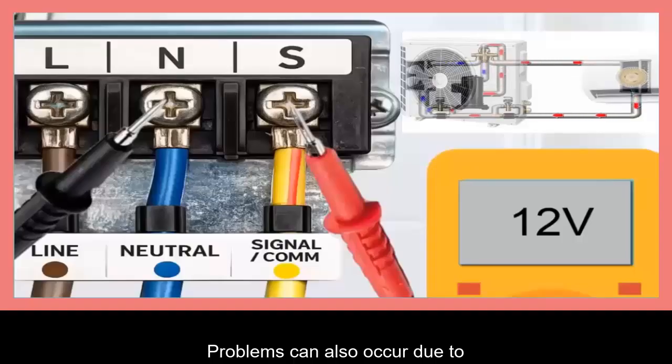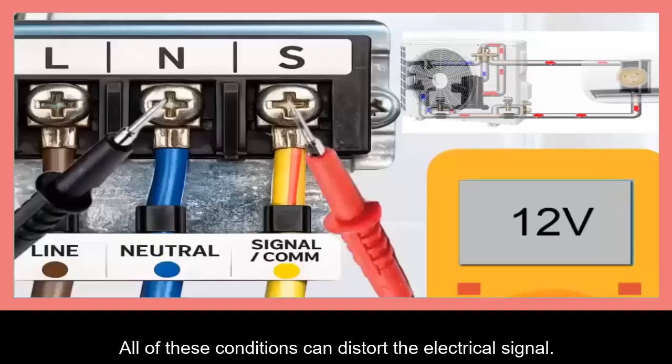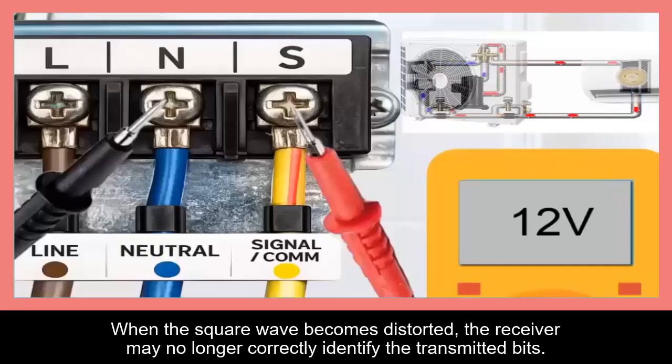Problems can also occur due to electromagnetic induction, poorly made splices, cables that are too long, unshielded conductors, corroded connections, loose terminals. All of these conditions can distort the electrical signal. When the square wave becomes distorted, the receiver may no longer correctly identify the transmitted bits.